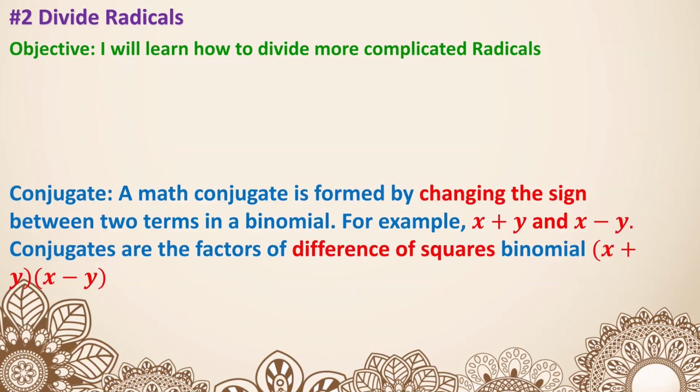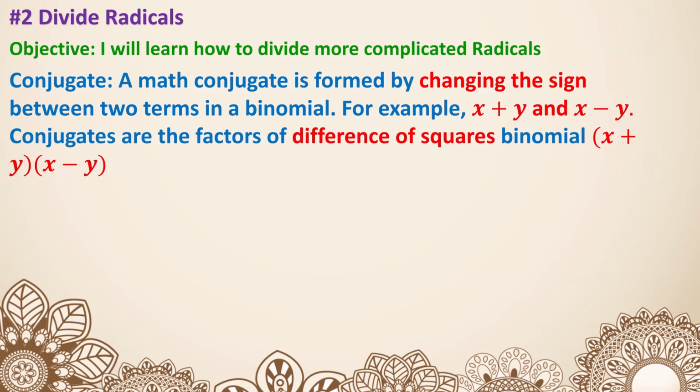And that's where we have a new definition called conjugate. A math conjugate is formed by changing the sign between two terms in a binomial. For example, x plus y and x minus y. They are conjugates. So you can see the x in the front stays, the y on the back stays. The only thing that changed would be the sign in the middle. That's how we define conjugates.